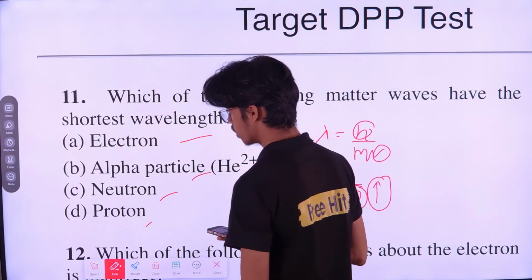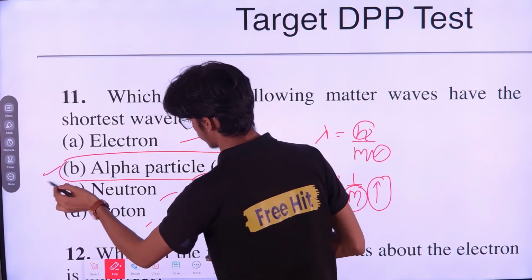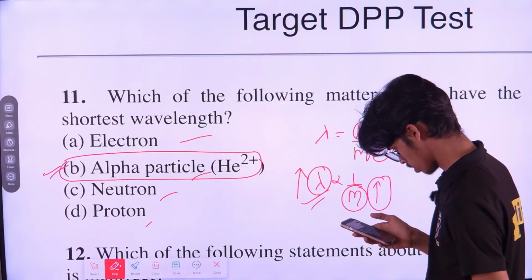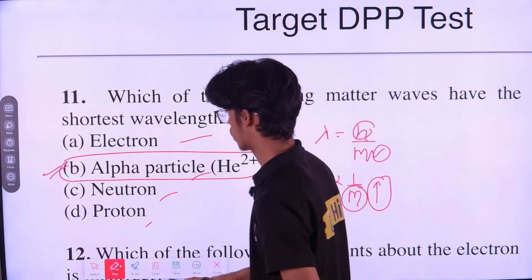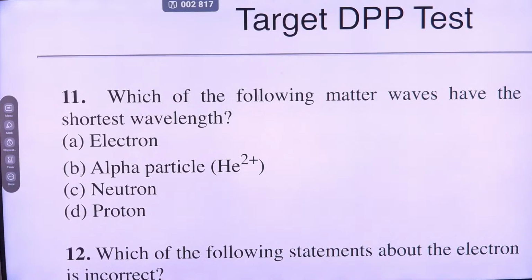Tell me. Question 11, option number 2. Yes, alpha particle is right. This is the heaviest particle and lambda is going to be the lowest. So yes, you are right, Priya Jyoti. Okay, good. Let's go on to the next question.